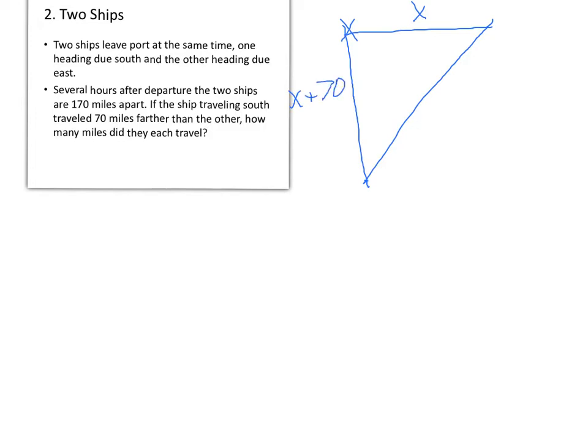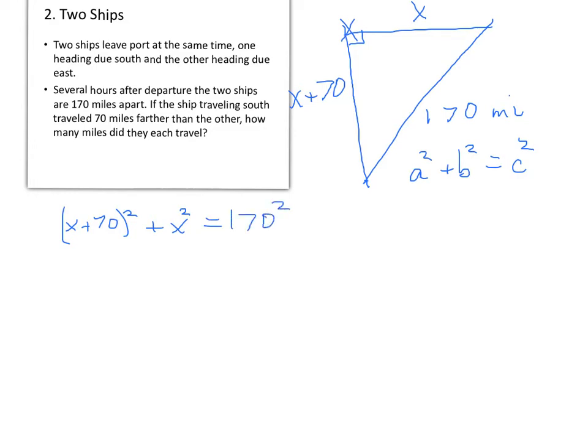And we also know that the distance between the two boats at the end of that time is 170 miles. So we have a right triangle, and that means we can use the Pythagorean theorem, which says one of the legs squared plus the other leg squared equals the hypotenuse squared. So when we rewrite that for our equation, we have x plus 70 squared plus x squared equals 170 squared.